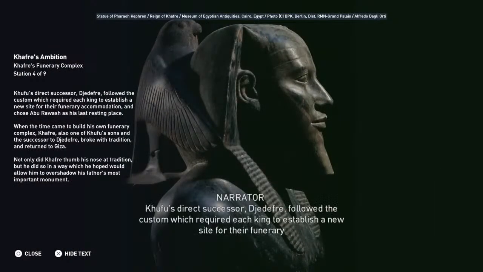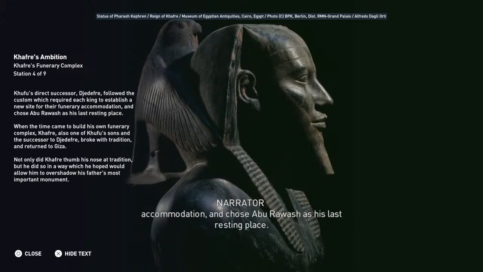Khufu's direct successor, Jedefre, followed the custom which required each king to establish a new site for their funerary accommodation, and chose Abu Rawash as his last resting place.